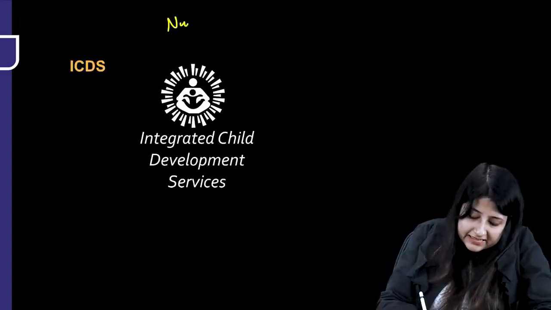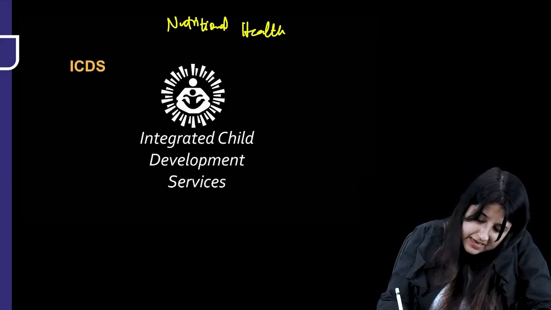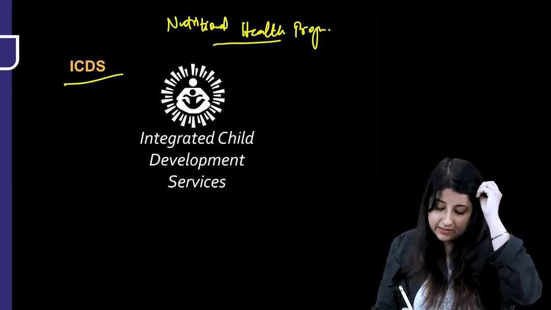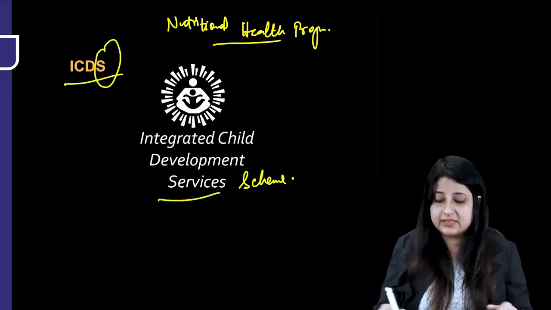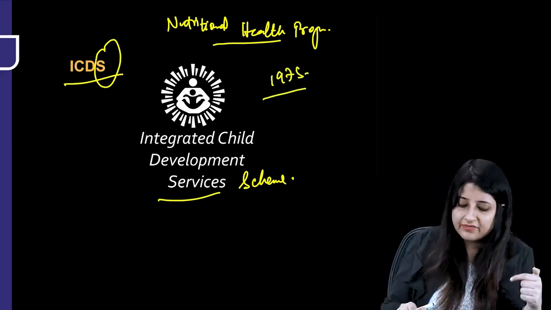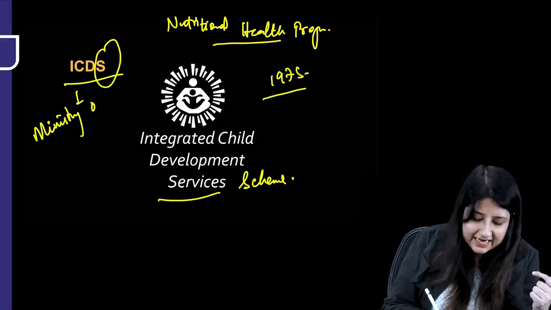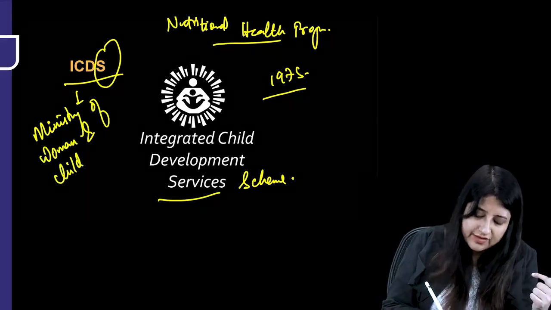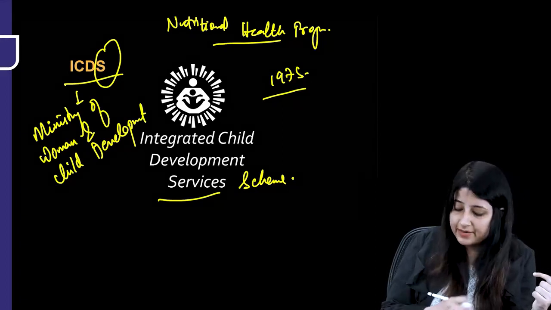Now coming to the last thing for your rapid revision in nutrition, certain nutrition health programs. So one is ICDS, Integrated Child Development Services Scheme. But if they ask you what does S stand for, services, and look at this logo. This was launched in 1975. Now this is under which ministry? I've told you ICDS is under Ministry of Women and Child Development. One of the very, very important questions. Not Ministry of Health and Family Welfare.